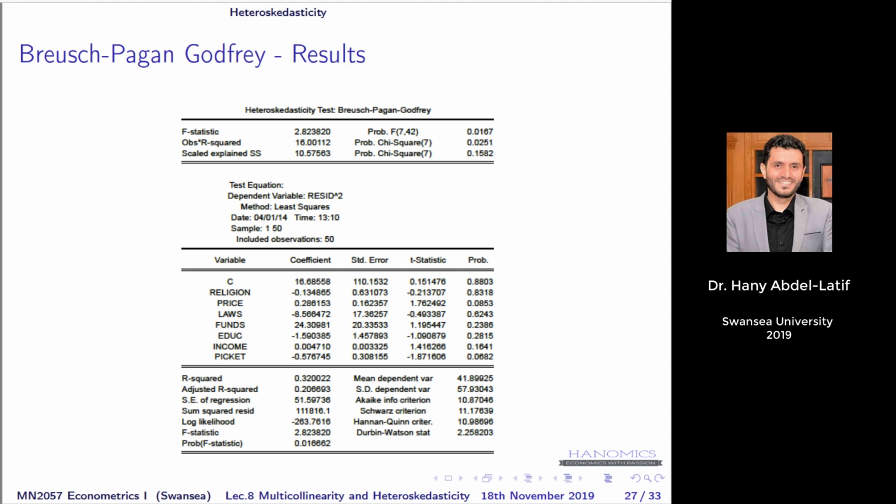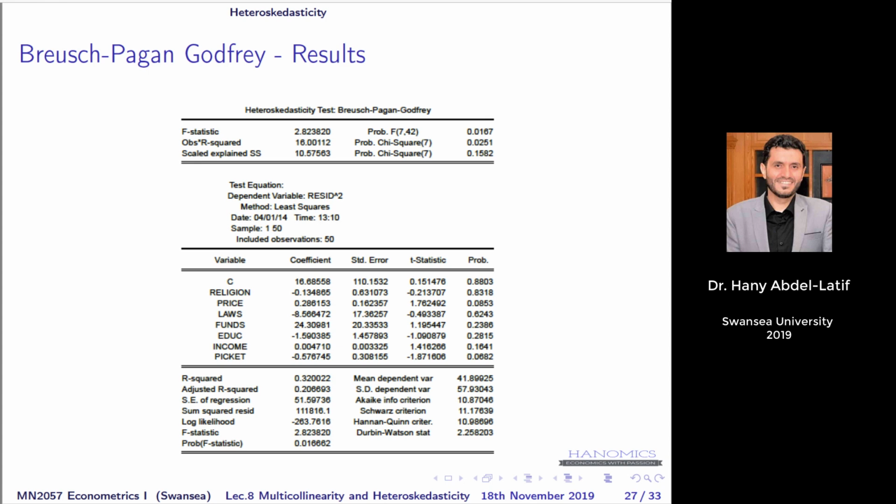So it's very easy really to do the test, but you need to understand the test. When you look at the lower part, or the second part of this table, you will see the test equation. In your test equation, you see the dependent variable is residual squared. It tells you how it implemented the test, and you'll see the regressors which we included there.